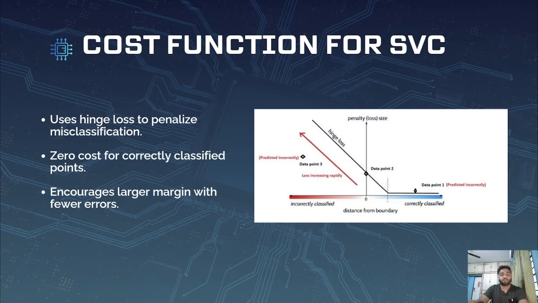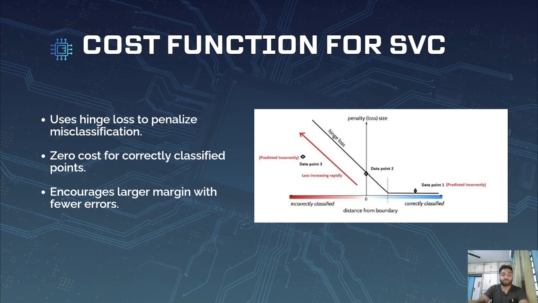Let us talk about the cost function that is used to train the SVM. The hinge loss penalizes points that are either misclassified or fall within the margin. The objective function that SVM optimizes is minimum of 1 by 2 norm of W whole square plus C summation from i equal to 1 to n epsilon i, where epsilon is the hinge loss. Epsilon i is the distance of the incorrect data points from the margin plane.